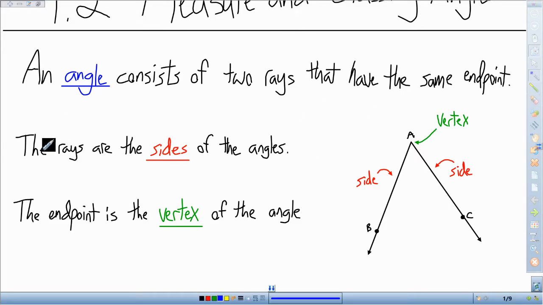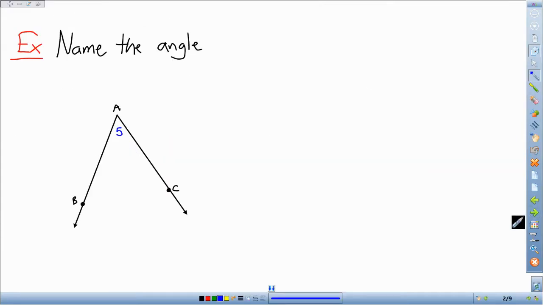Here's the parts of it. It says the rays are the sides of the angle. So, this is one side of the angle, this is the other side. That's pretty straightforward. Okay, the last thing says the endpoint is the vertex of the angle. All right, so the vertex, you can kind of think of it as the point of the angle. That is what's called the vertex. If you see that word, that's all they're talking about, basically that point right there. Okay, so now that we have these basic terms out of the way, let's try to name this angle here.